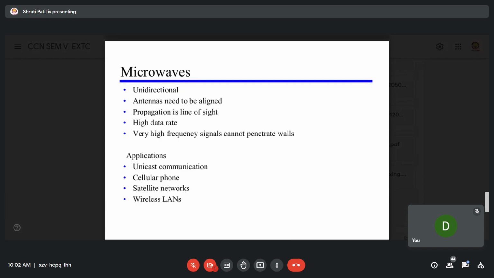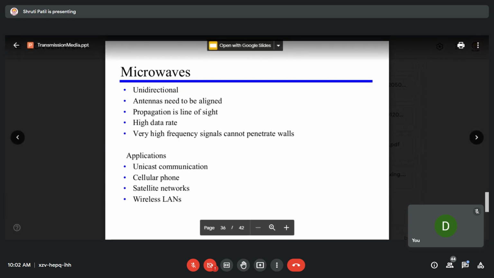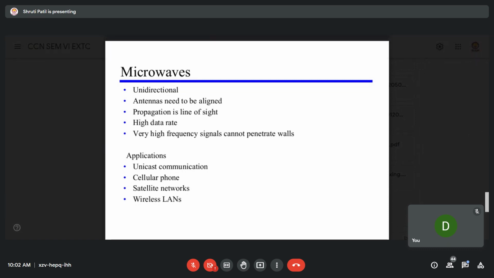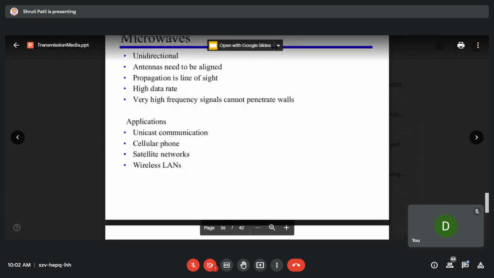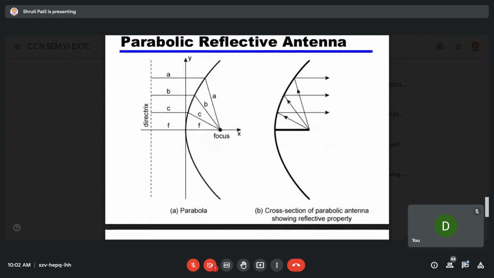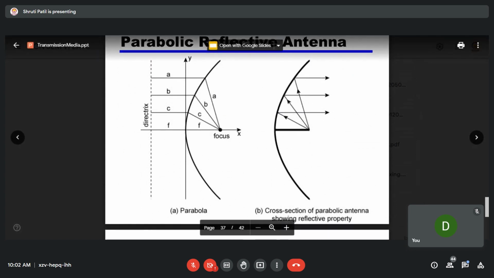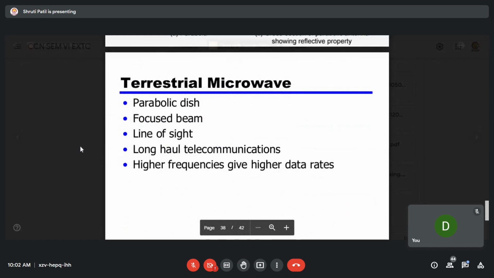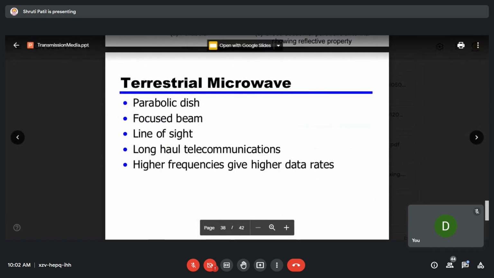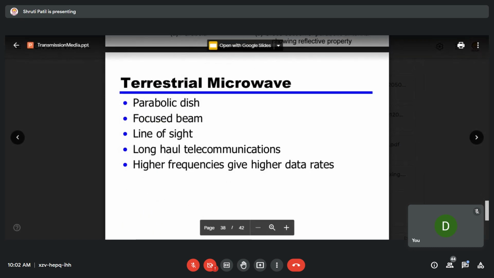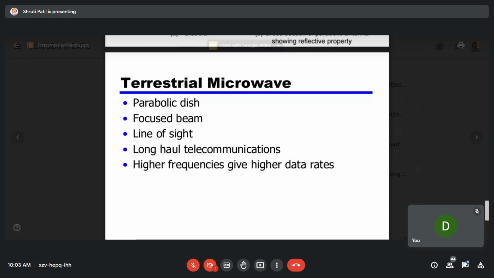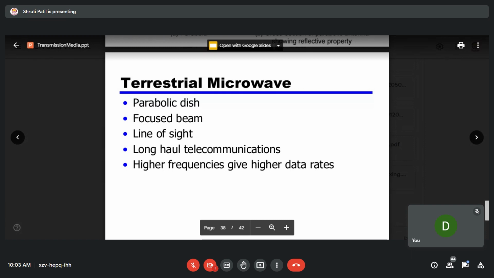Okay. So applications: it can be used in cellular phones. There is unicast communication. Unicast is one to one. Also satellite networks and wireless LANs. This is one type of antenna, the parabolic reflective antenna. Terrestrial microwave uses this parabolic dish. It has a focused beam, line of sight, for long haul telecommunications. Higher frequencies give higher data rates.